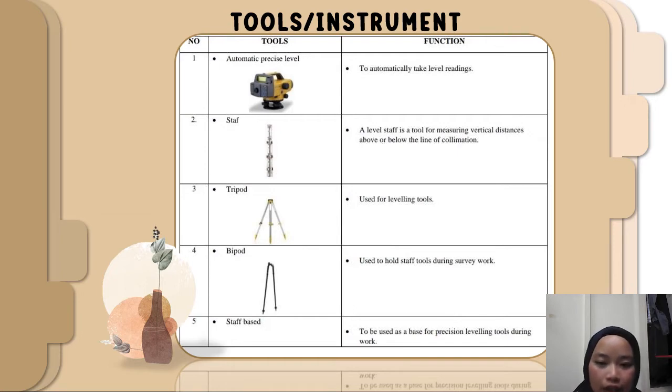Third, tripod. The tripod is used to set up the automatic precise level. Fourth, bipod. The bipod is used to hold the staff during survey work. Last, staff base. The staff base is used as a base for the staff during work.